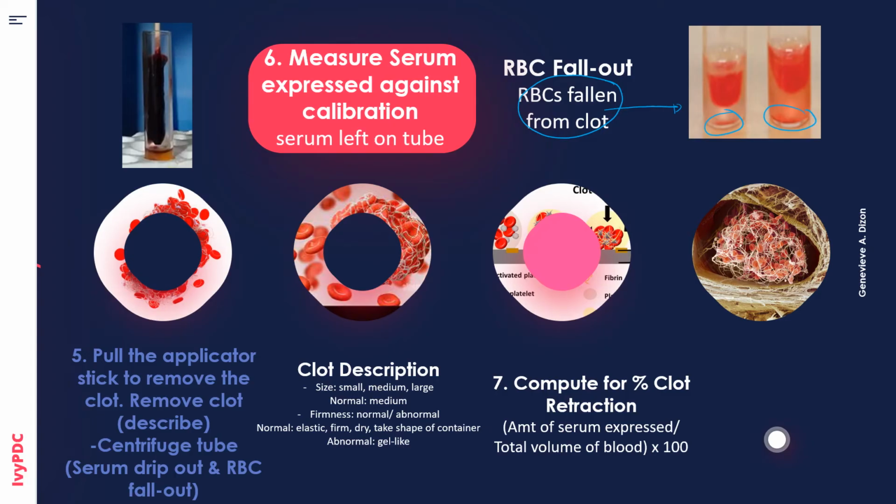After measuring the serum expressed, we now compute for the percent clot retraction using this formula. The amount of serum expressed, which was taken from earlier, is divided by the total volume of blood, which is 5 ml, multiplied by 100, and you will get the percent clot retraction. Normal value for this test is 40 to 60%.